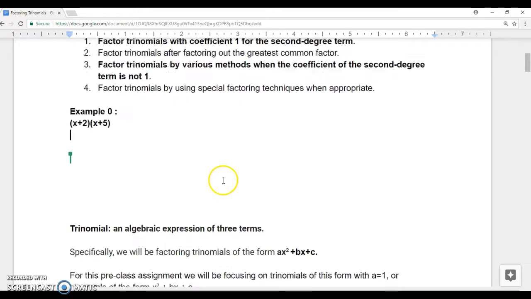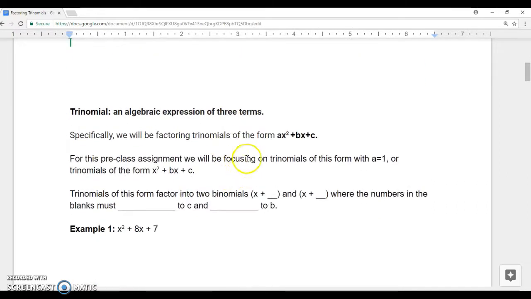Okay, so a little bit of definitions here before we get going. A trinomial is an algebraic expression of 3 terms. That is pretty generic. Specifically, when we're talking about factoring trinomials, we're talking about trinomials of the form ax squared plus bx plus c. So these are the things that we're going to be looking at factoring, at least for now. There are some special cases we'll look at later that don't exactly look like this, but this is what we're looking at. And then today we're focusing on ones of these where the a coefficient is 1, so we're actually factoring things of the form x squared plus bx plus c.